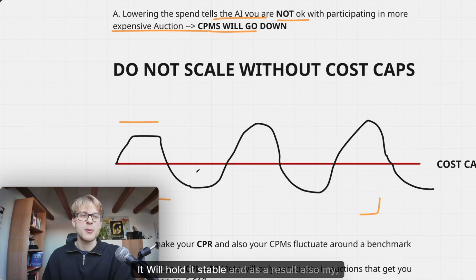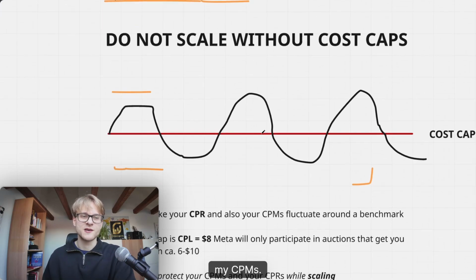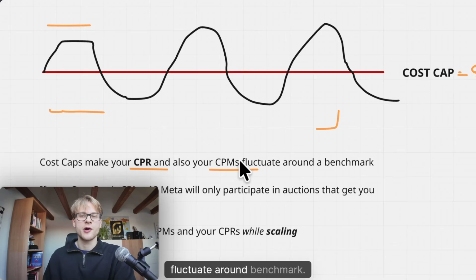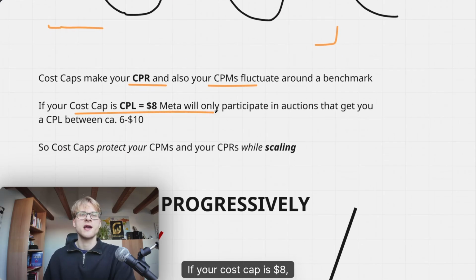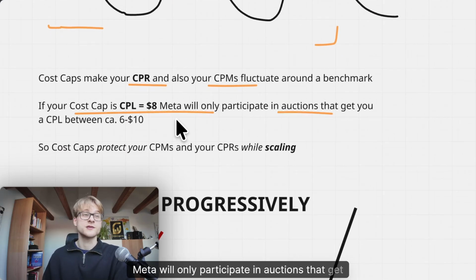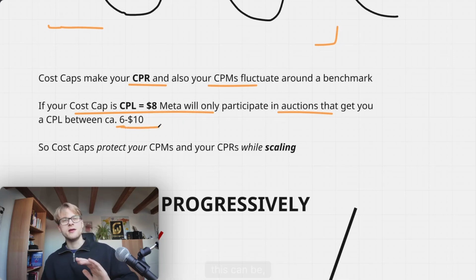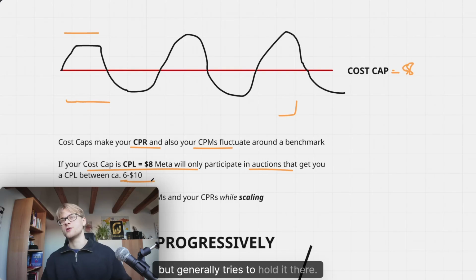It will hold it stable, and as a result, also my CPMs. So your cost cap makes your CPR and your CPMs fluctuate around benchmark. If your cost cap is $8, Meta will only participate in auctions that get your CPL between circa $6 to $10. This can vary, but generally it tries to hold it there.